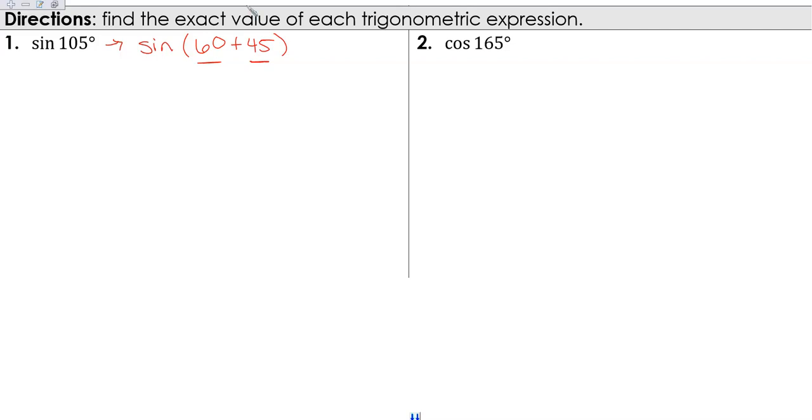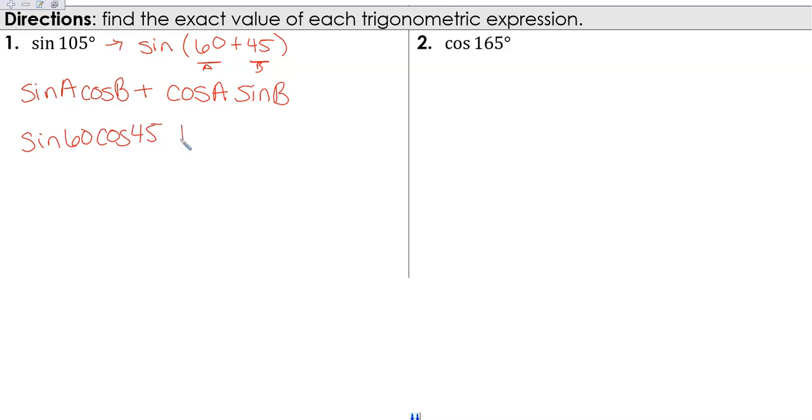Okay? So if I look at my sum of sines, my formula is the sine of A times the cosine of B plus the cosine of A times the sine of B. So we're just going to call 60 A and 45 B. So it's going to be the sine of 60 times the cosine of 45 plus the cosine of 60 times the sine of 45.